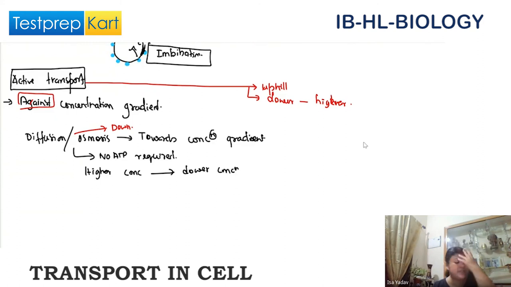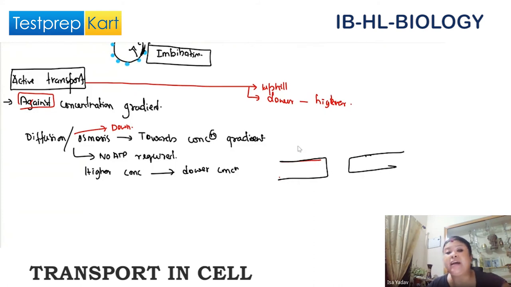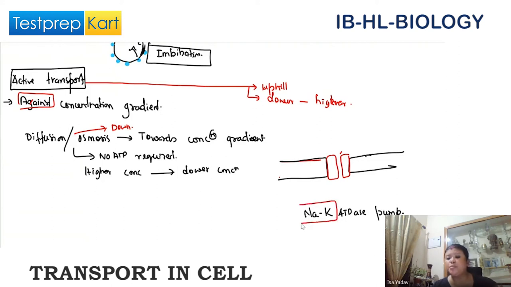Suppose, for example, let us talk about neurons. Neurons are responsible for conduction of nerve impulse. In neurons, we have a channel which is called the sodium potassium ATPase pump. By the name, you will come to know that sodium and potassium are transferred. So let us see here. This is inside the neuron. This is outside the neuron.